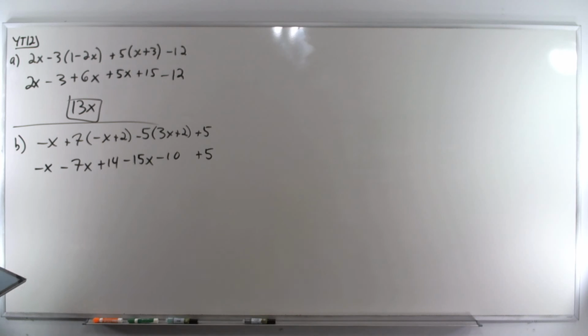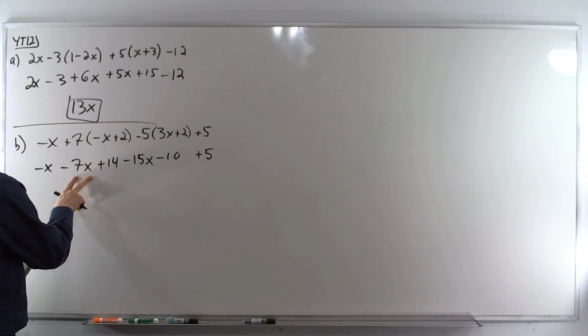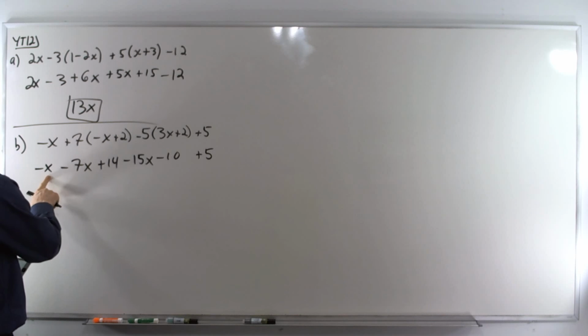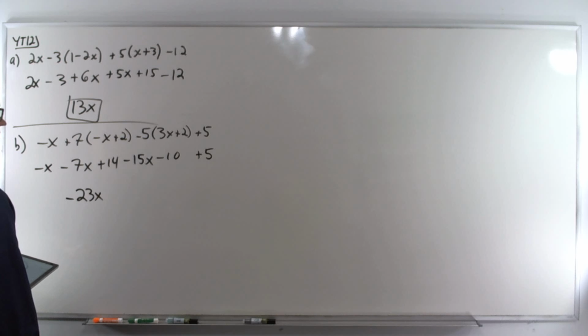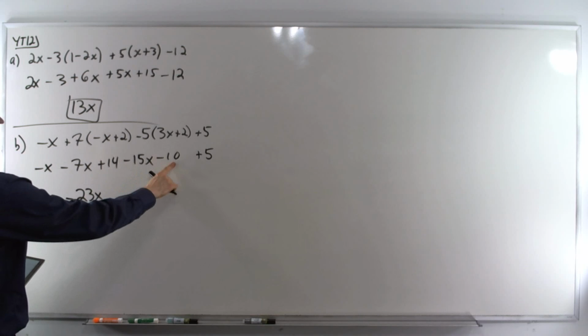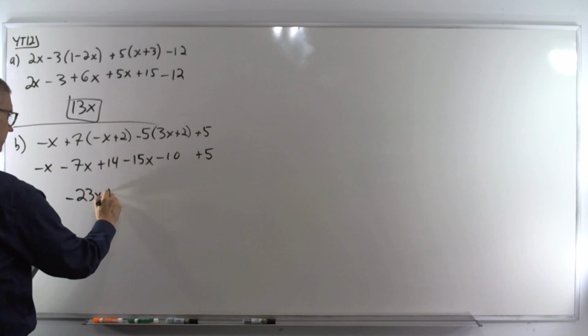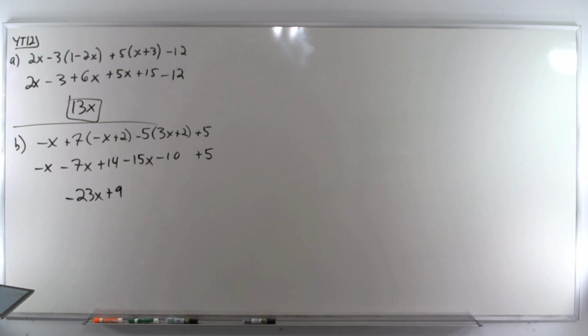So x terms, -15 and -7, that's -22. One more, -23x. And for the constants, 14 minus 10 is 4, plus 5 is 9. -23x plus 9.